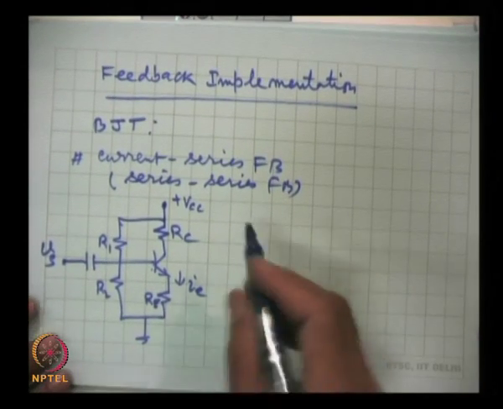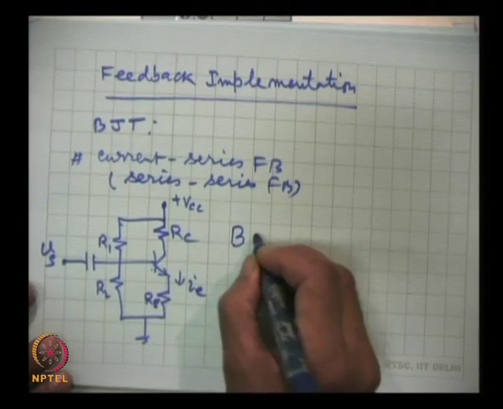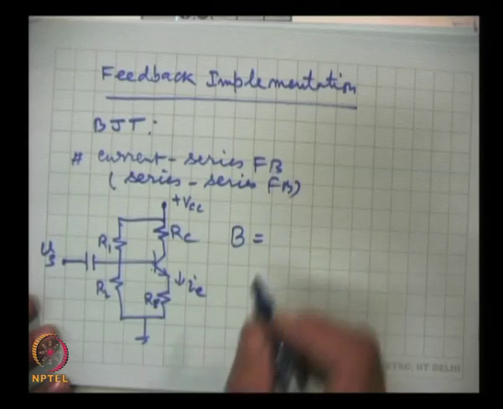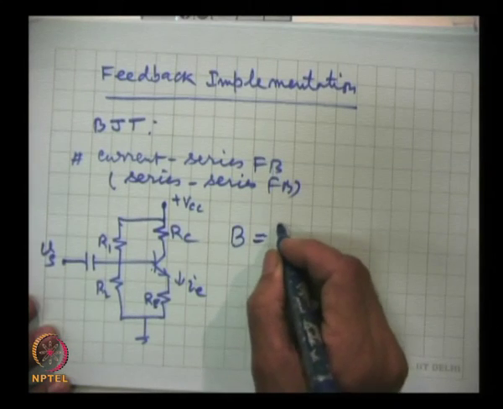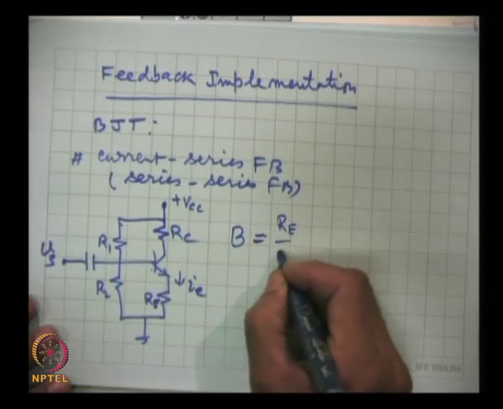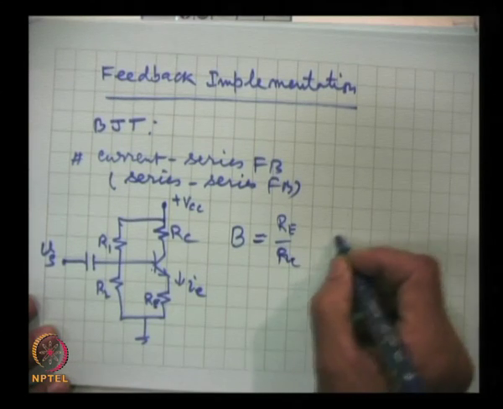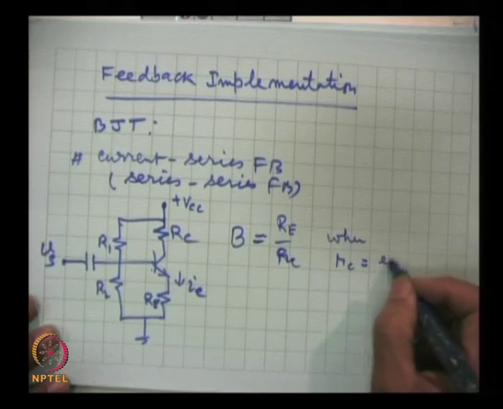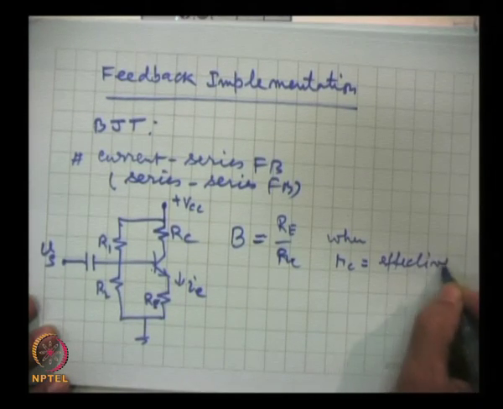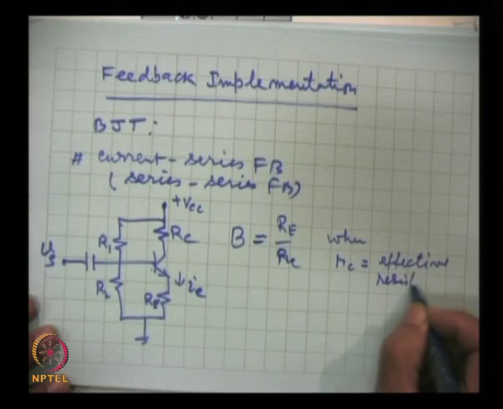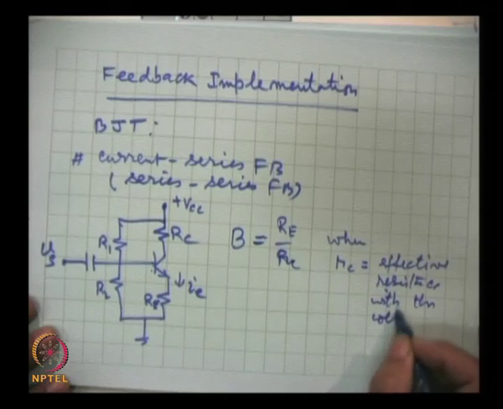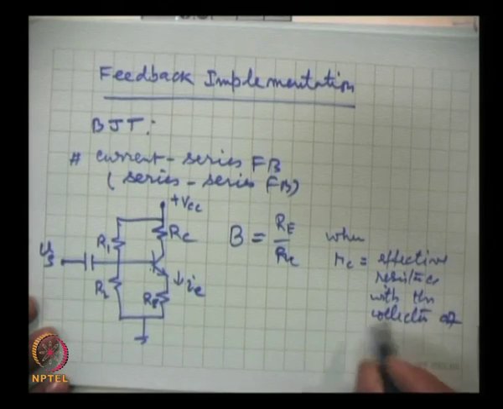Here this beta B, the feedback factor or the gain of the feedback can be shown to be approximately equal to Re by Rc, where Rc is the effective resistance with the collector of the transistor.